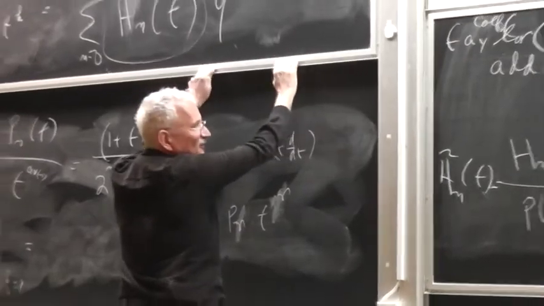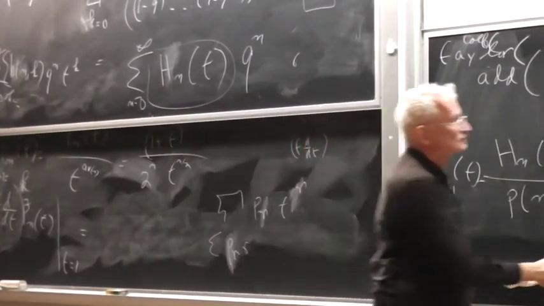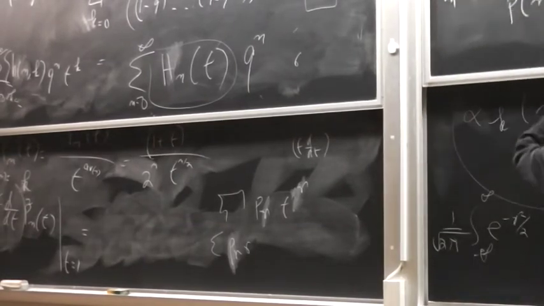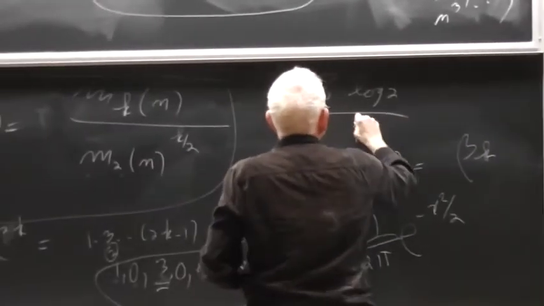What was square root of 6? I think it's on the board in the middle. Oh, no, it's gone. Okay, square root of 6. I remember it. Log 2 over pi.